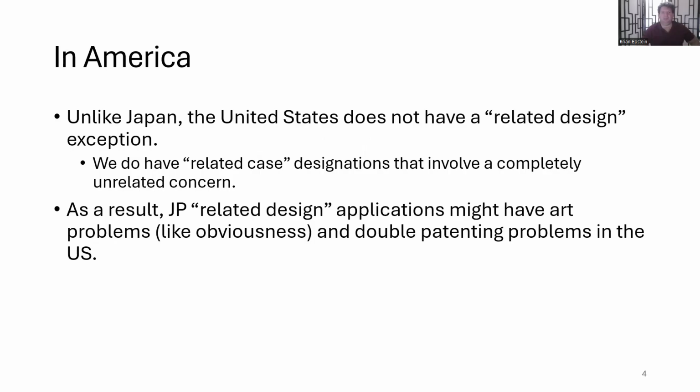Unlike Japan, and like most countries actually, the United States does not have a related design exception. That's pretty unique to Japan. We do have related case designations, but that relates to a completely unrelated concern. And therefore, when Japanese related design applications come to the United States, they might have art problems like obviousness or double patenting problems.